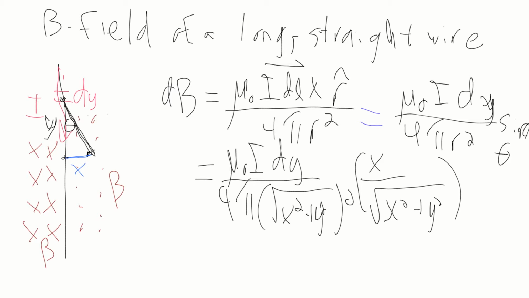And then I'm going to gather all these terms together. I'm going to get mu naught I x dy over 4 pi.